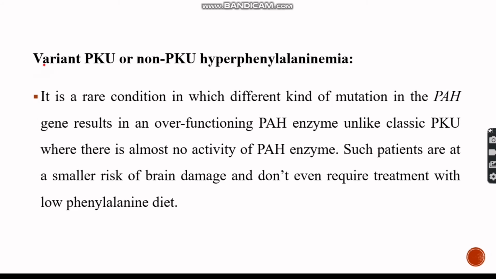Other type is variant PKU or non-phenylketonuria hyperphenylalaninemia. It is a rare condition in which a different kind of mutation in the PAH gene results in overfunctioning of PAH. In classical phenylketonuria, PAH is not working properly. Okay, it is in less amount. It is downregulated. Whereas in variant phenylketonuria, there is an overfunctioning of PAH enzyme.